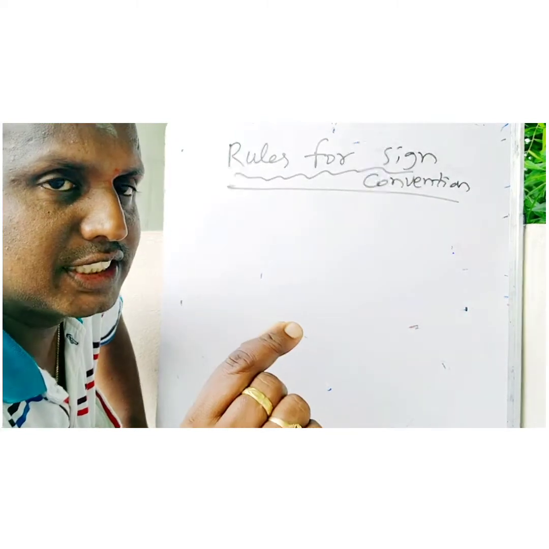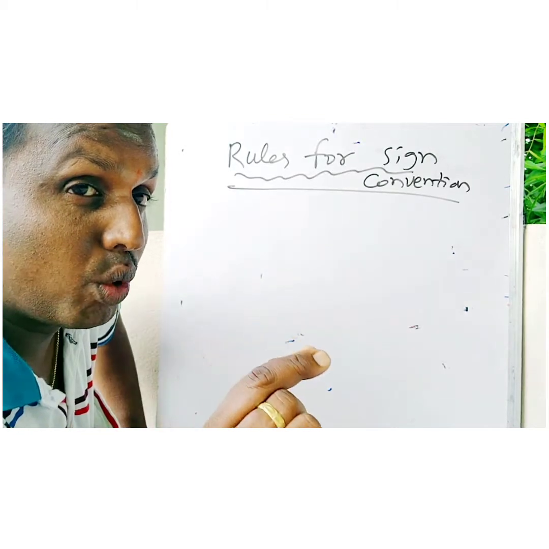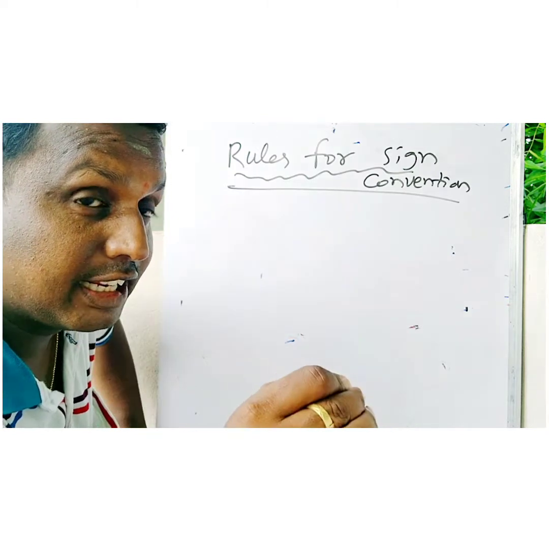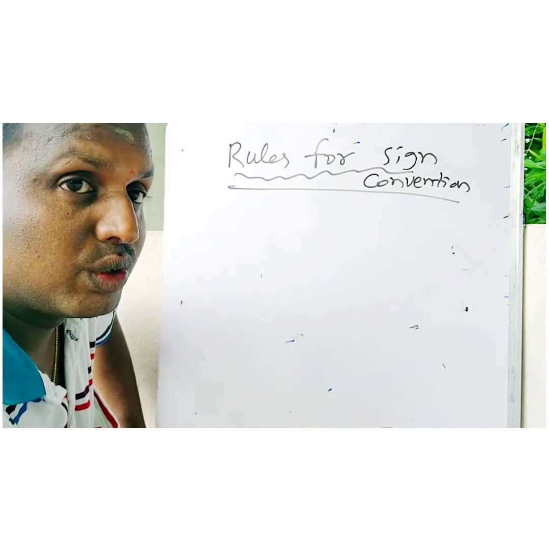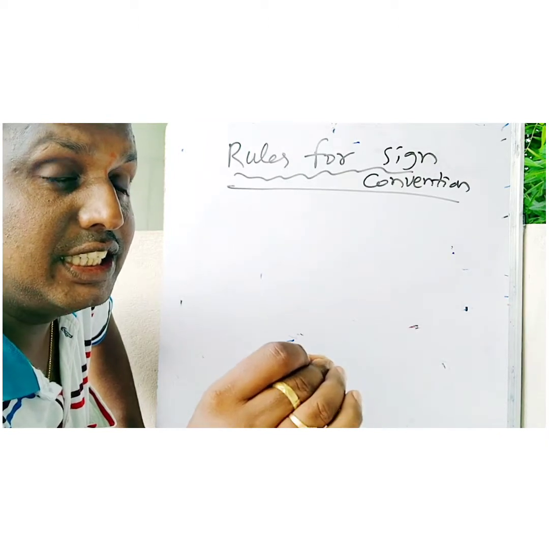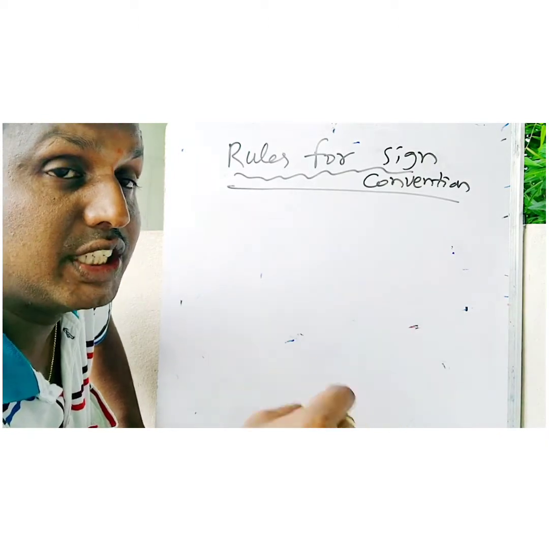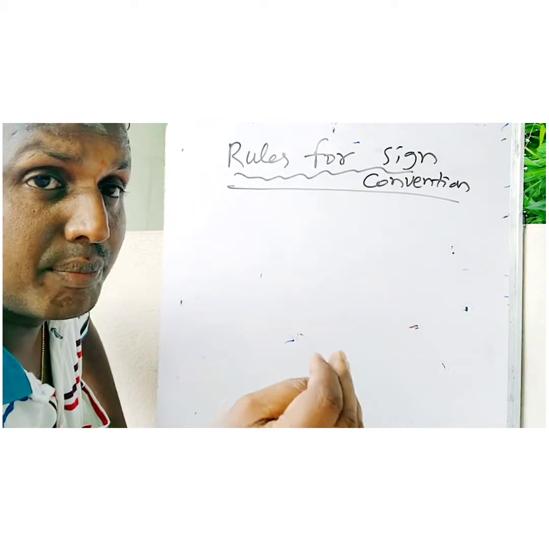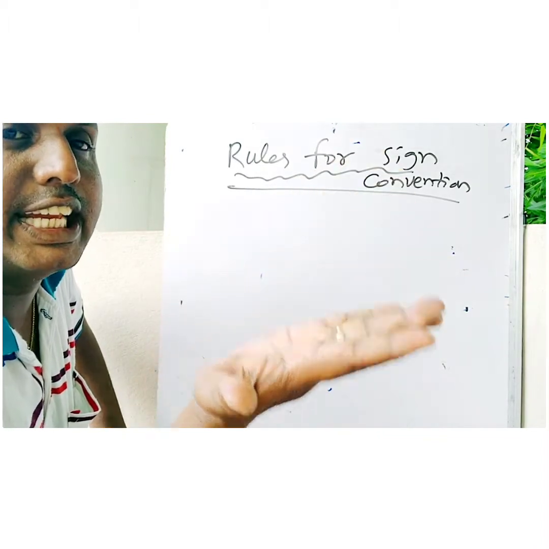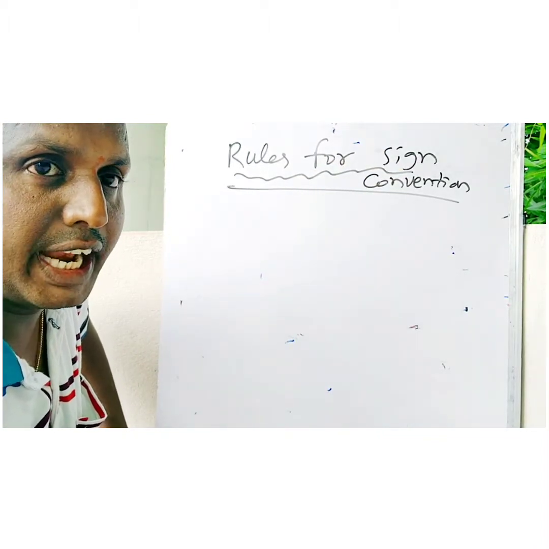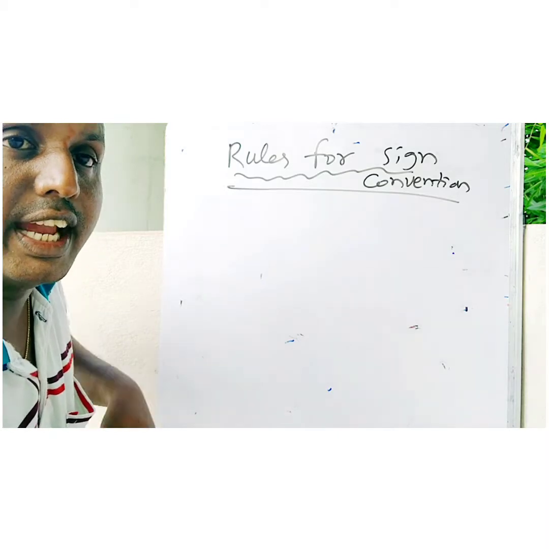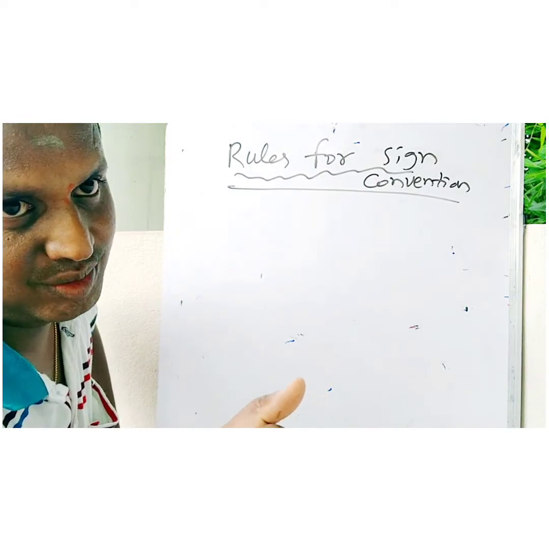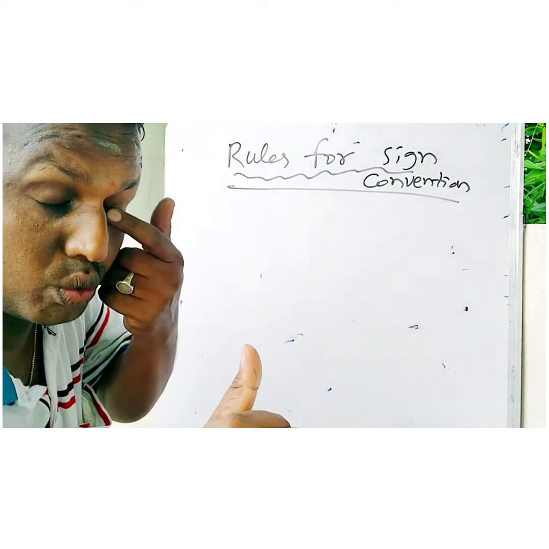Once again, rule 1: all distances should be measured from the pole of the mirror. Rule 2: if the distance measured is in the direction of the incident ray, it is positive; otherwise, if opposite to the incident ray, it is negative. Rule 3: heights measured above the principal axis are positive, and below the principal axis are negative. These are the 3 rules for any mirror, concave or convex.